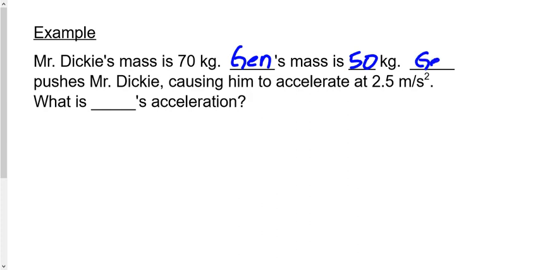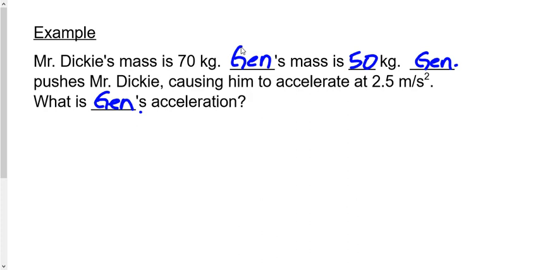Jen pushes Mr. Dickie, causing him to accelerate at 2.5 meters per second squared. What's Jen's acceleration going to be? Let's make a prediction first before we solve this. Okay, what do we think Jen's acceleration is going to be? Is it going to be less than mine or more than mine? If Jen pushes on me and causes me to accelerate, well, then I'm pushing on her, causing her to accelerate as well, with the same force. But that doesn't mean it's going to be the same acceleration, because she's lighter. How do the accelerations compare?